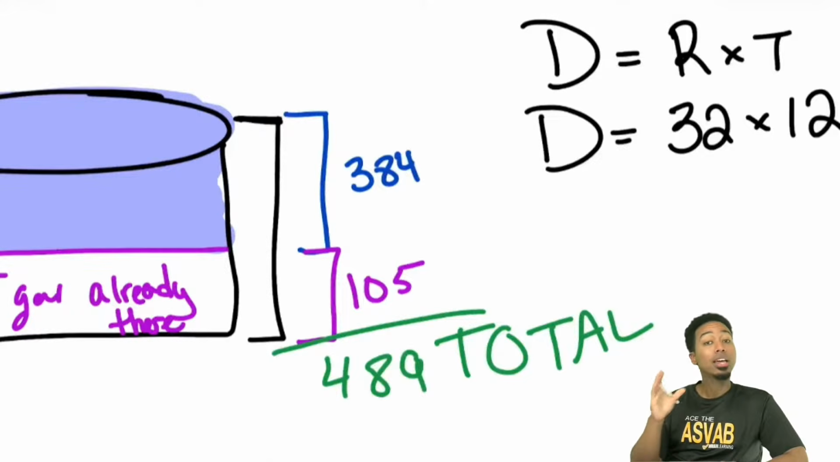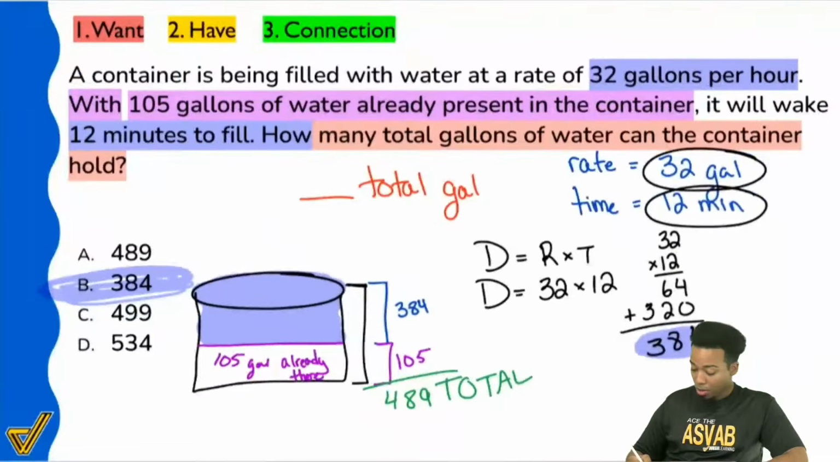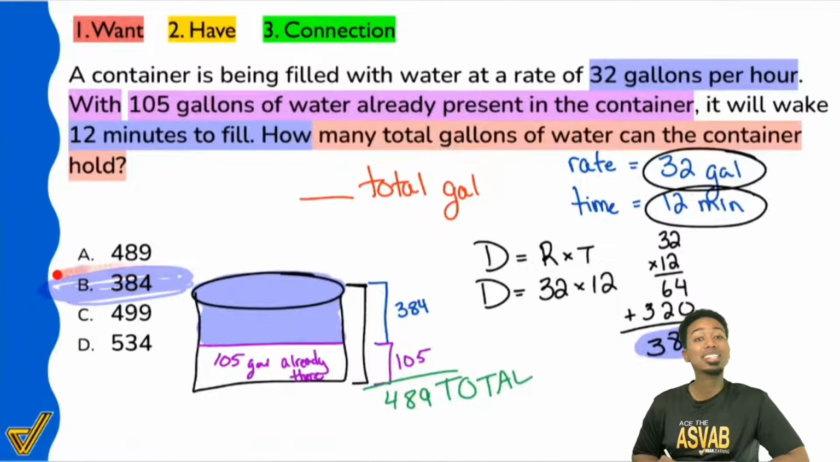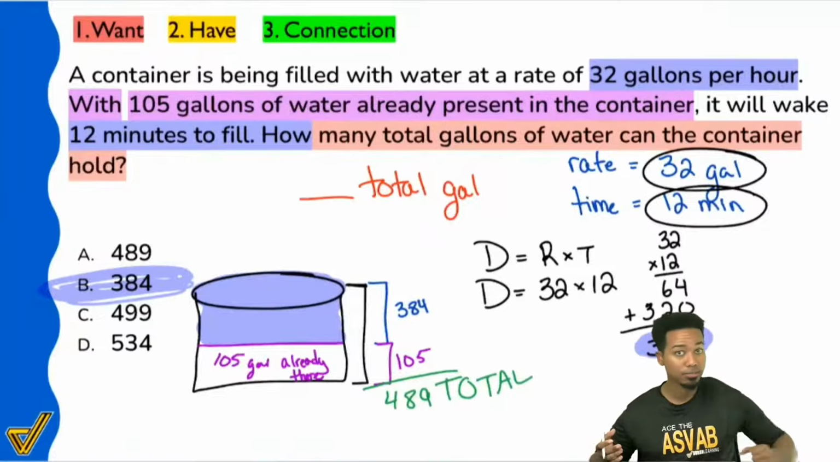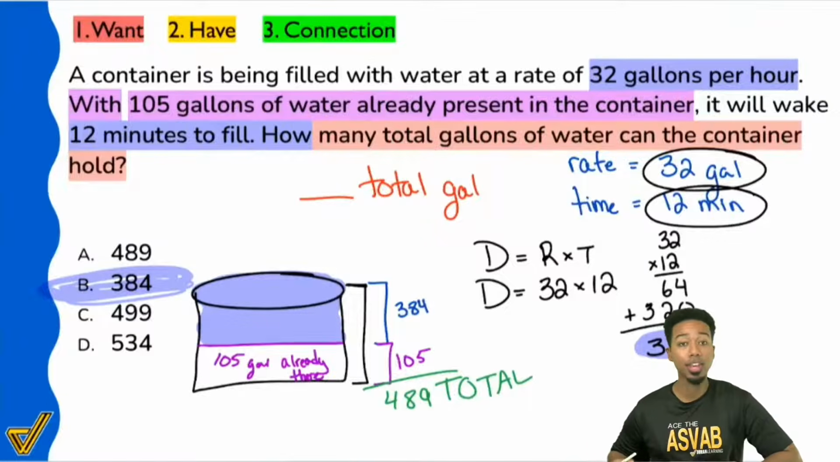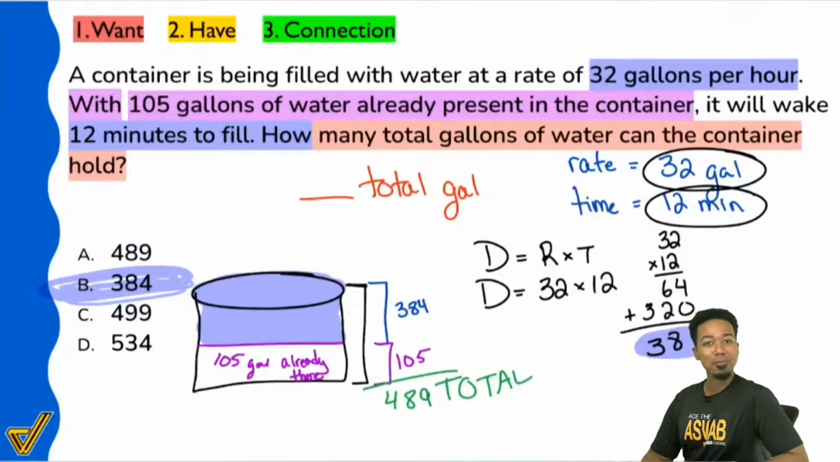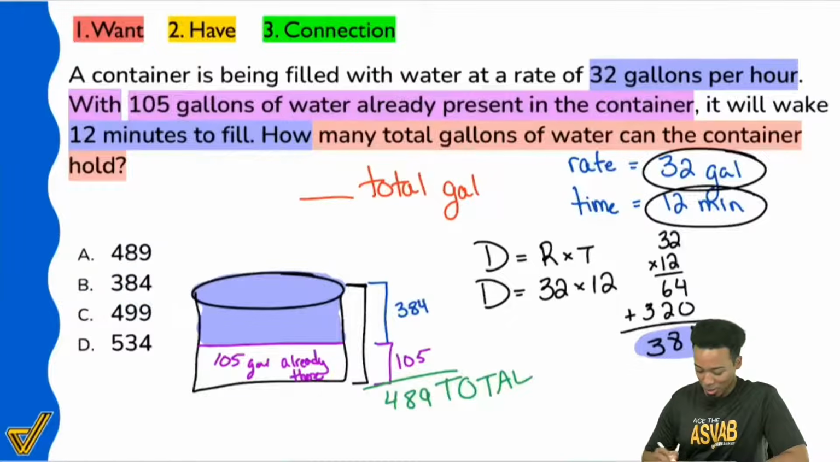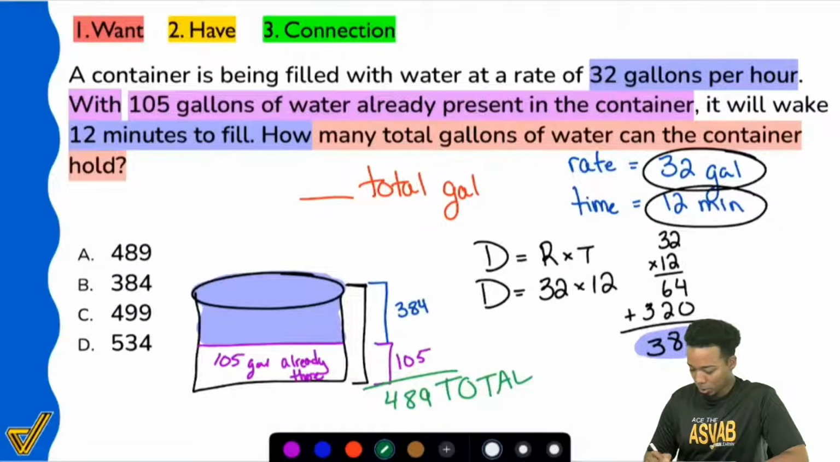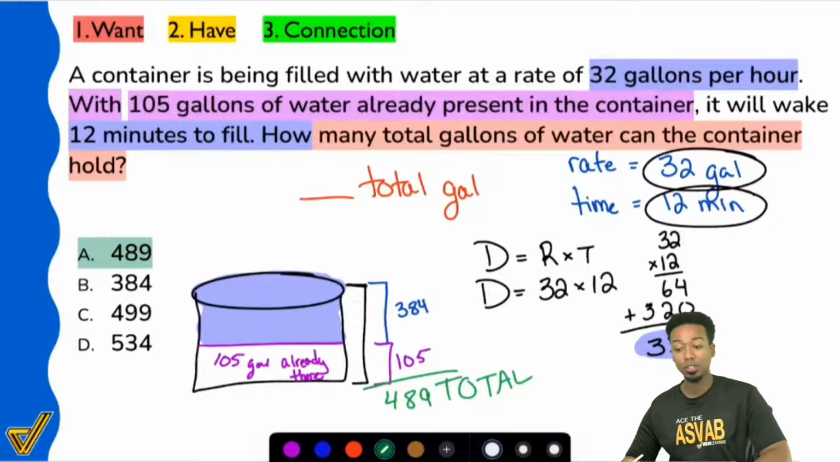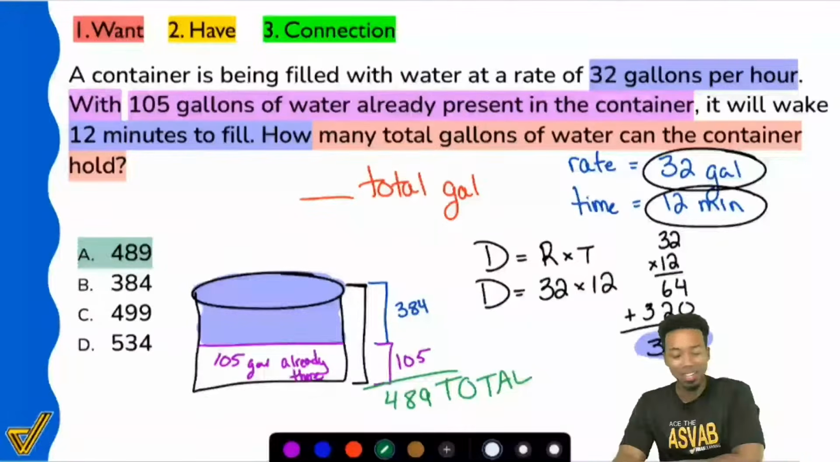489 total. And notice how the answer was there, though. 384 was right there because I tried to trick you, and I may have succeeded. Did I enjoy that? No comment. Do I want you to get better from this? Absolutely. And so the correct answer is truly going to be A, 489 total gallons. Nope, didn't get you at all. I love the sarcasm.